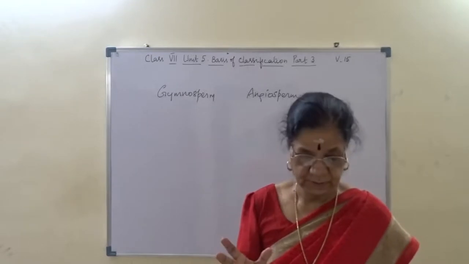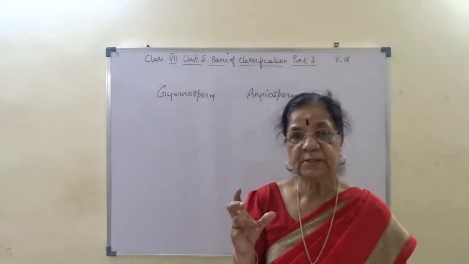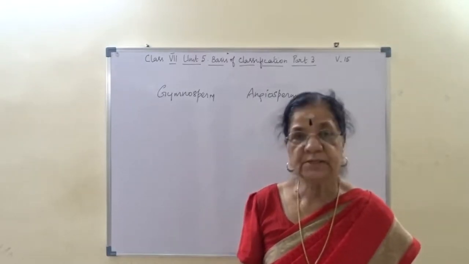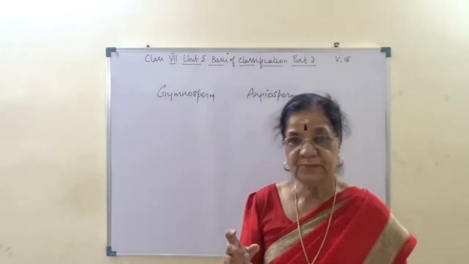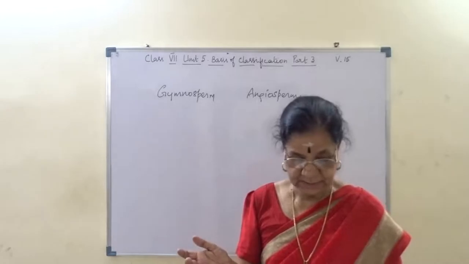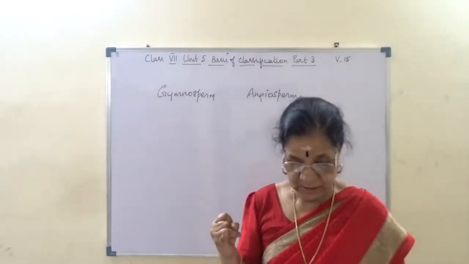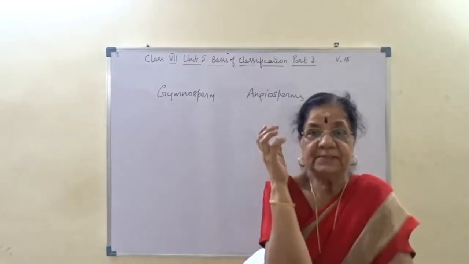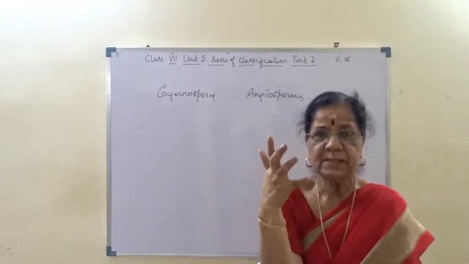You just listen. Algae have an important unique character, thallus organization. In thallus organization, the plant body has an absence of root, stem and leaf, and it has a wide range of thallus arrangement. It ranges from microscopic unicellular forms to giant seaweed. There are many points in algae which are not in the book, so I am telling you.